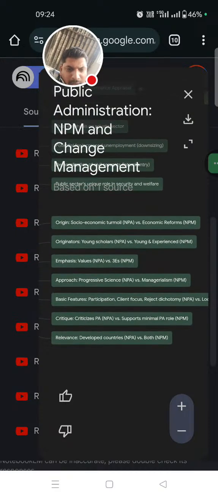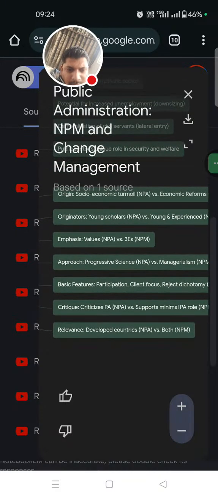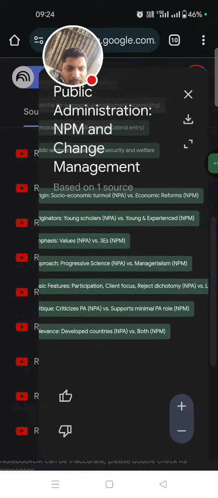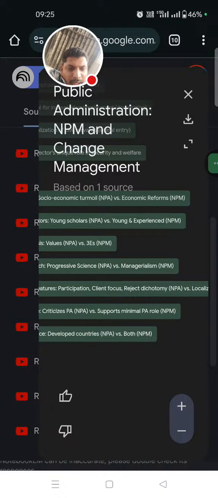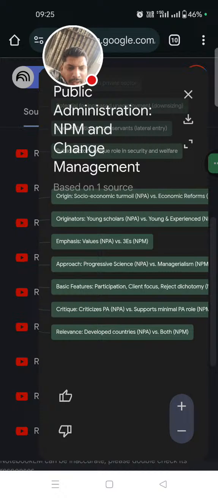So the critique: NPA criticized public administration, whereas NPM supports a minimum role for public administration. On relevance, NPA is for developed countries, and NPM is for both developed and developing countries.